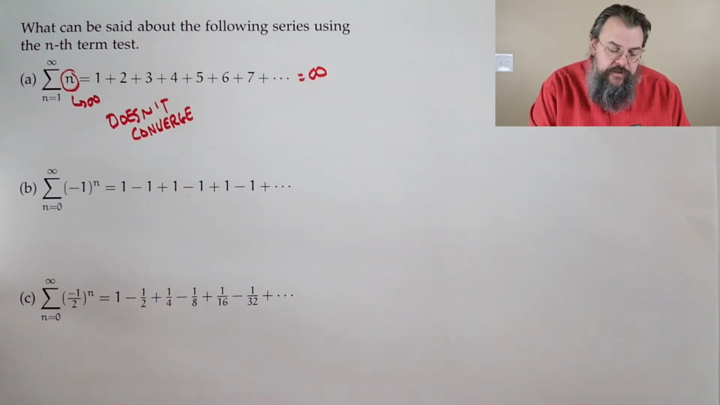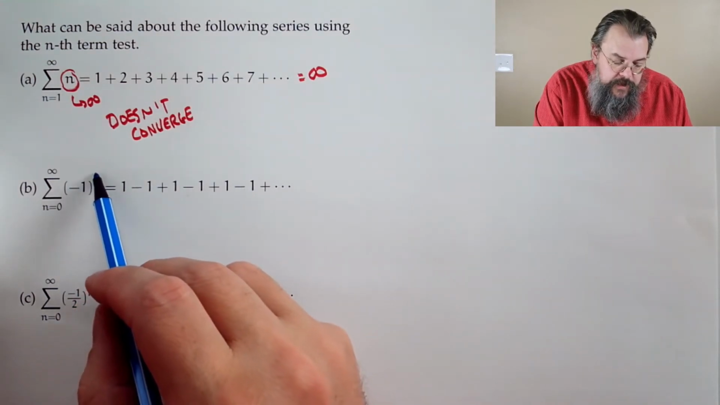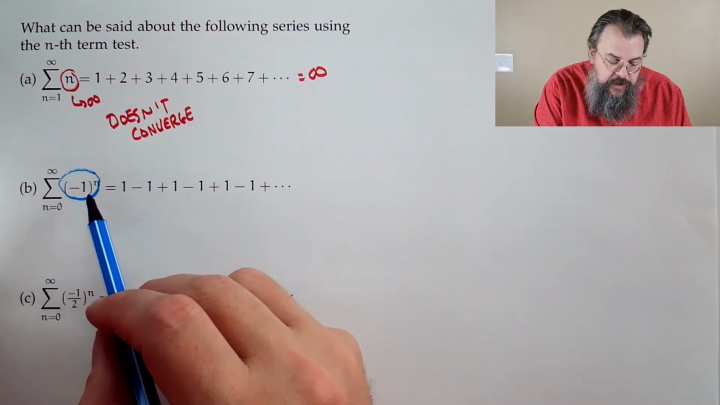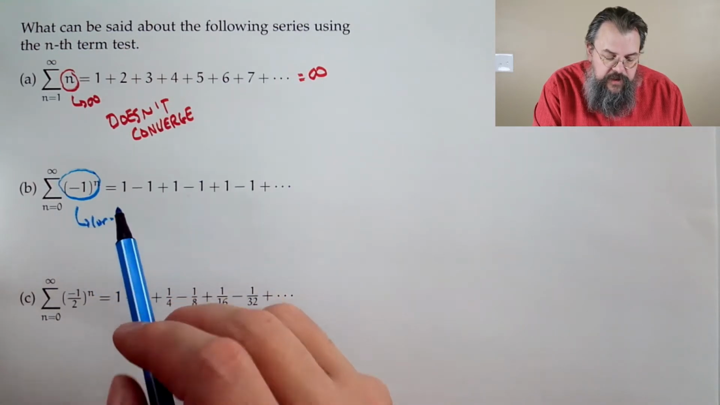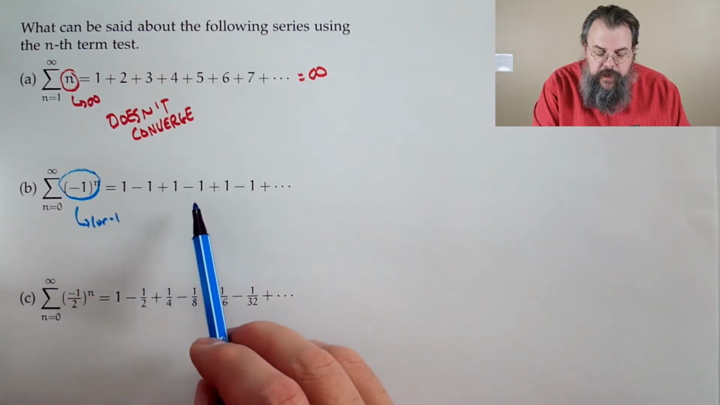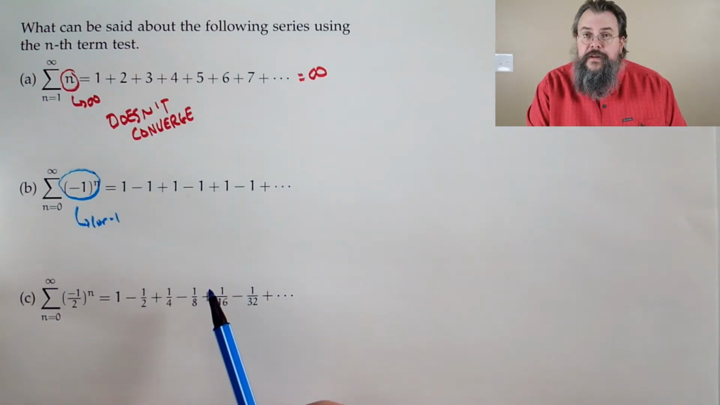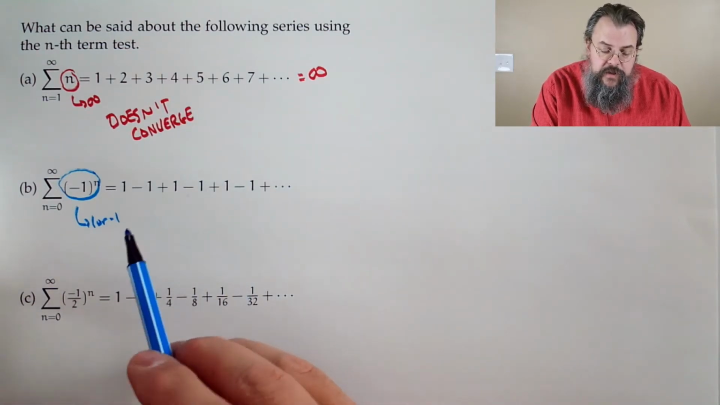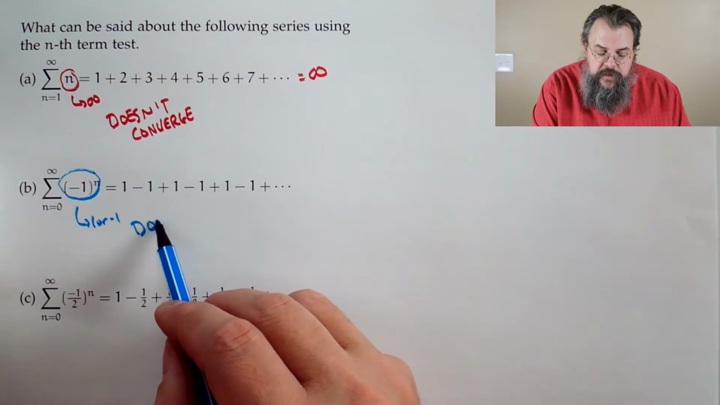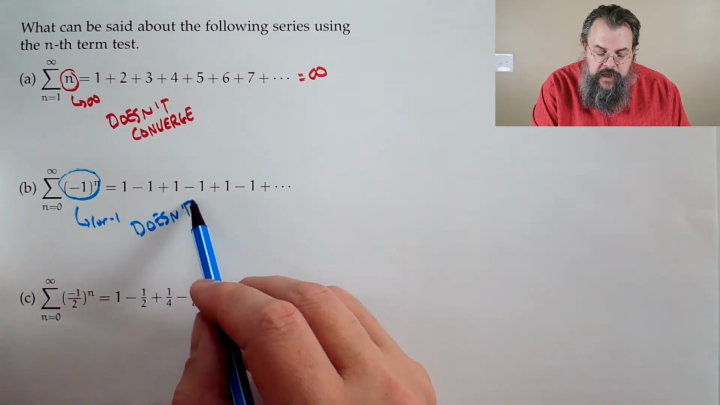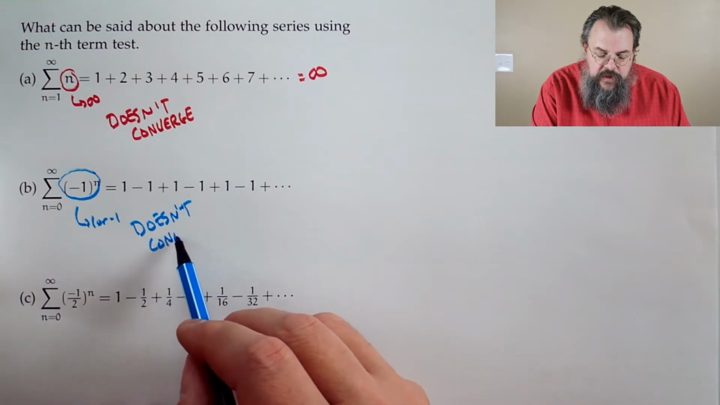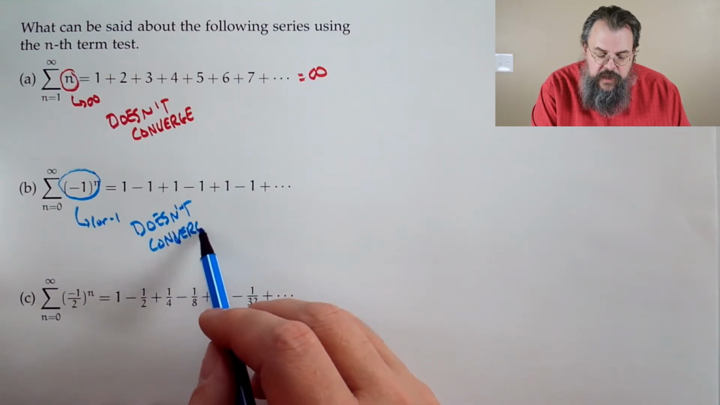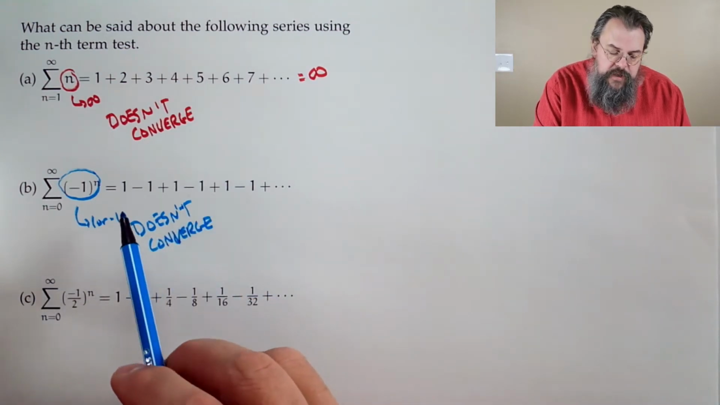Now, how about our next term? Well, (-1)^n. What's happening to those? Well, it's going to 1 or -1. It actually oscillates, right? You see 1, -1, 1, -1, 1, -1. And that's not 0, and so it doesn't converge. That's what the test says. The test says if it doesn't go to 0, it doesn't converge.